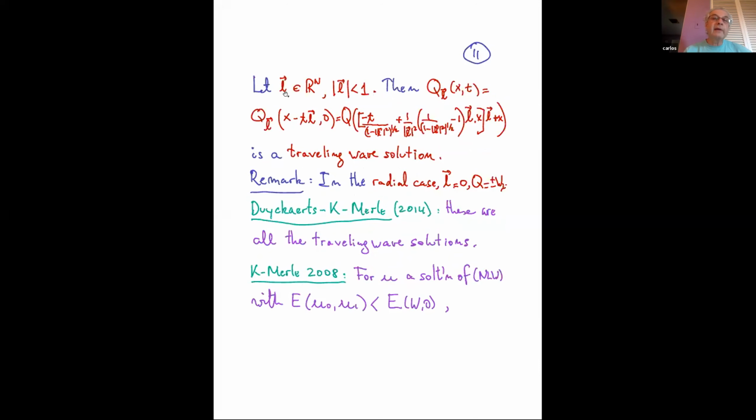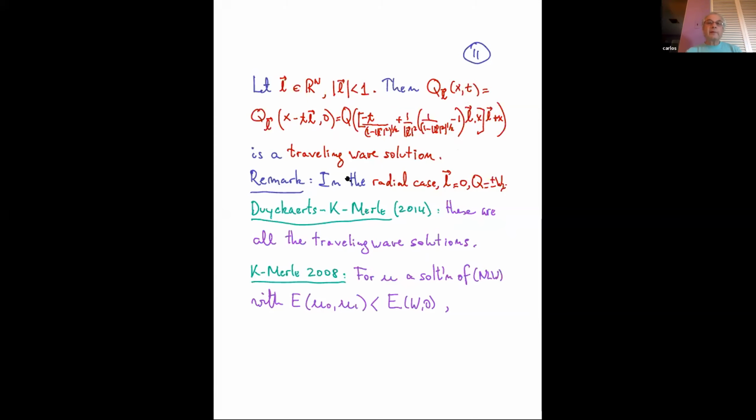For each direction l in R^n, which is subluminal, here the speed of light is 1. So for any speed that is slower than the speed of light, and any direction, we can find a traveling wave in that direction. And I write it like this. And then the horrible explicit formula of what happens when you do the Lorentz transformation is written here. And so these are examples of bounded solutions which do not scatter and depend on time.